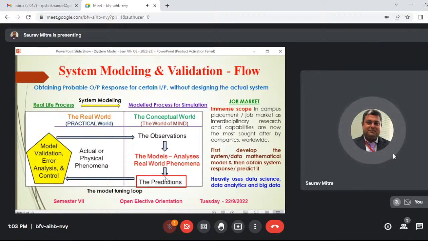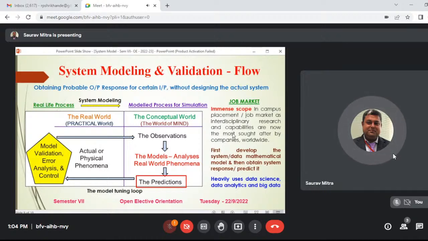Now, if the modeling is perfect, then the error in whatever we are predicting will be very small. If the model is not perfect, then we have to go for model validation or error analysis and control. Error analysis and model validation is the process through which we come to know whether the system model is proper or not. This prediction is the outcome of the system model and observation is the input to the system model. The mathematical model is developed here. So the right side is the conceptual world, the left side is the real world. System modeling connects these two worlds.